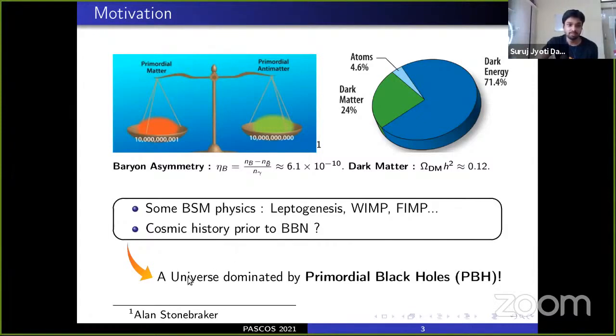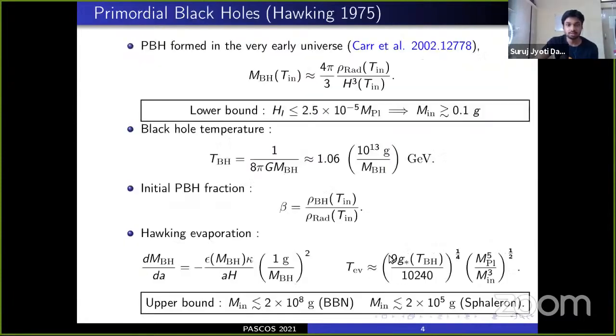Motivated by this, we have considered a scenario where the universe can be dominated by primordial black holes in the very early universe, which can be formed quite naturally through various mechanisms, like the collapse of some inhomogeneities and so on. Now, the mass of the black hole at the time of formation at temperature T can be related to the mass enclosed in the particle horizon through this expression. From here we can immediately get a lower bound on the black hole mass using the upper bound on the inflationary scale, which comes out to be around 0.1 gram.